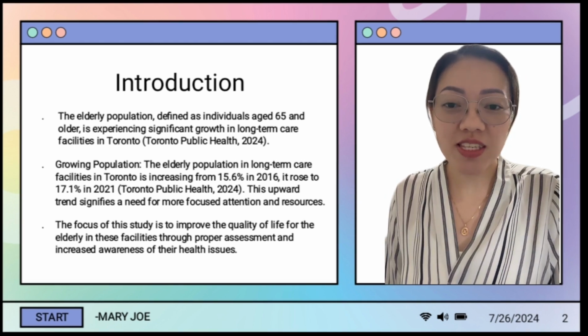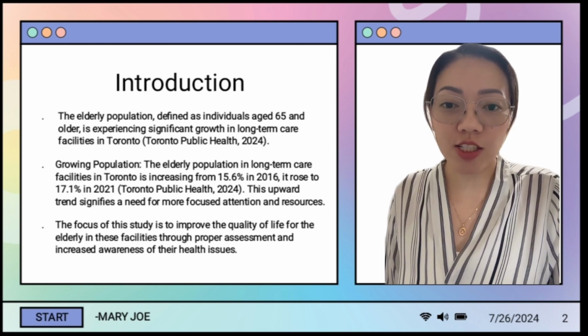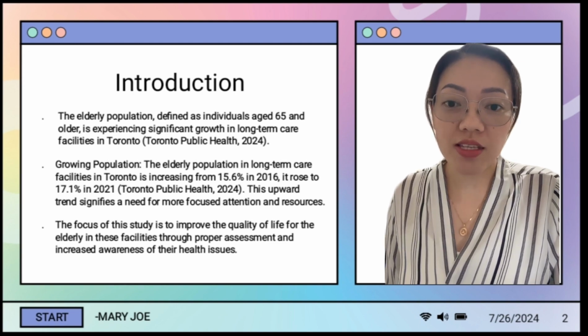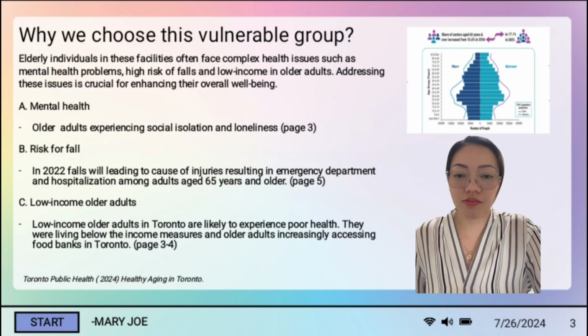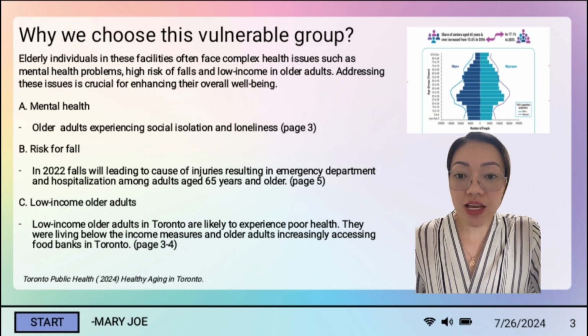The focus of our study is to improve the quality of life for elderly living in long-term facilities through proper assessment and increased awareness of their health issues. Why did we choose this vulnerable group? We chose this vulnerable group because we observe that older adults aged 65 years and above face health issues that need to be addressed, like mental health.